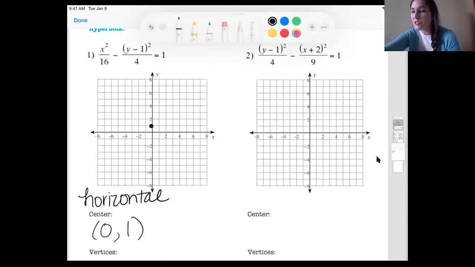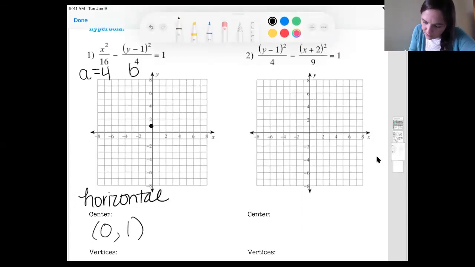All right, next thing I do, I look at my equation. In my denominators there, I've got 16 and 4. So remember, I'm going to take the square root of this number. So I have a squared equals 16, so a must equal 4. Our second value, this 4 here, goes along with my b value. So if a is 4, b is going to be the square root of 4, so b is 2.